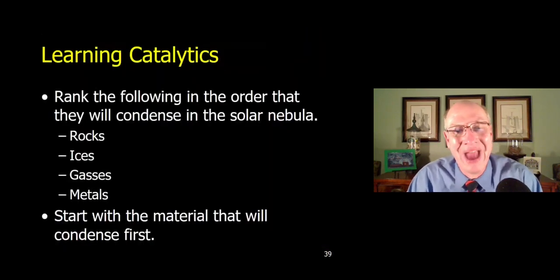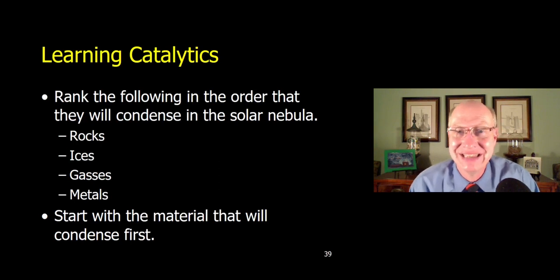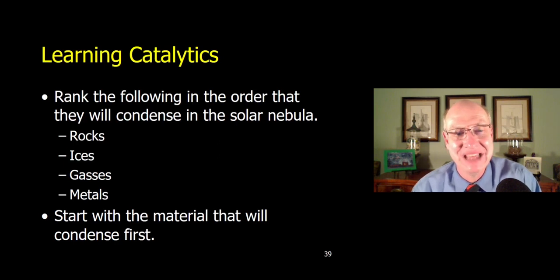And as it starts cooling off, what are the first things to condense out of this cloud? So what I want you to do is rank in order that these things will condense. I want you to rank these four things: rocks, ice, gas, and metal. What order will they condense as the solar system forms? So I want you to start with the material that will condense first and end up with the material that will condense last. And by condense, I mean go from the gaseous phase to the solid phase. That is, if you imagine water vapor in space freezing and becoming solid water ice, that is the water vapor condensing to form ice.